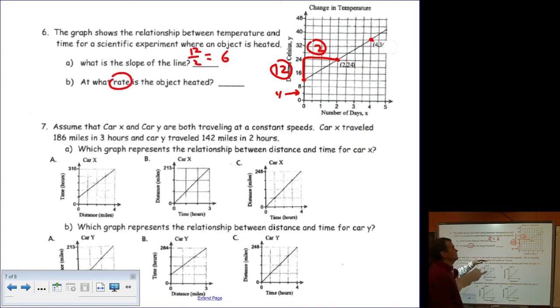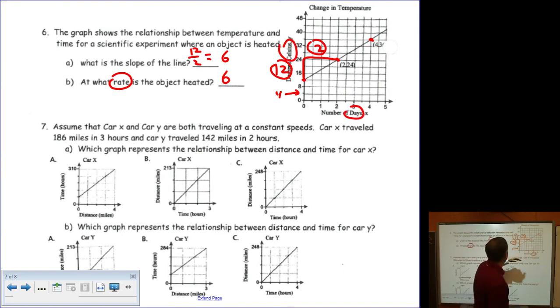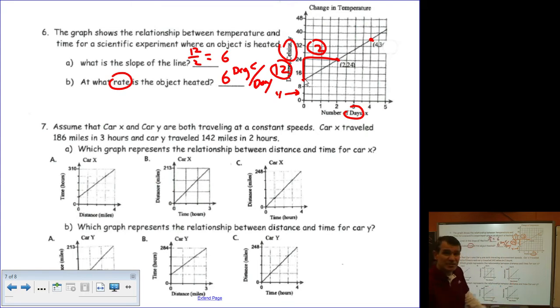And the rate would be the same as the slope, so 6. But the units would be degrees, let's see, degrees Celsius per day. So it is heated 6 degrees Celsius per day. It's going up by 6 degrees per day.